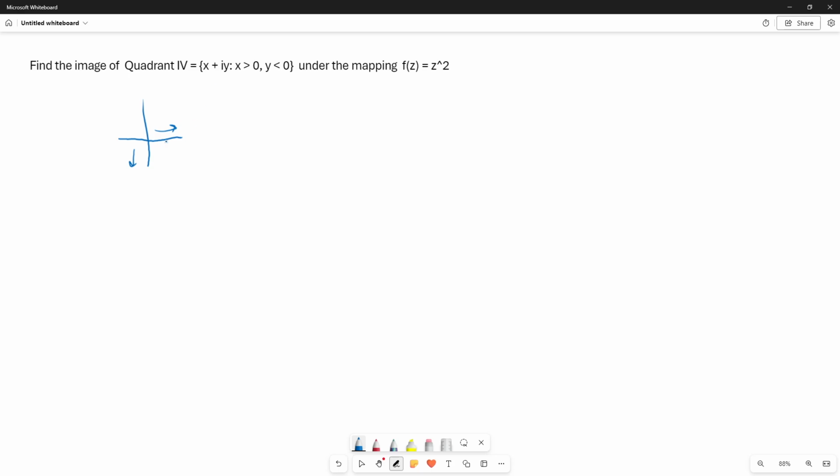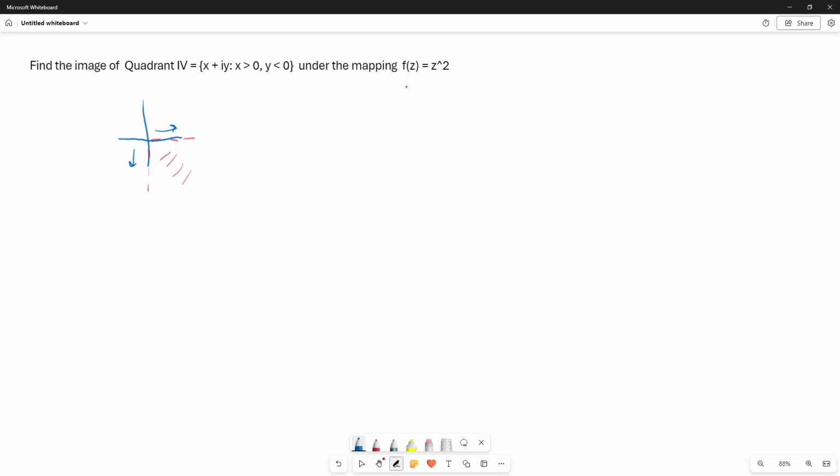So in this set, we are not considering the positive real axis or the negative imaginary axis to be part of the fourth quadrant. So let me put dashed lines here to indicate that those lines are not part of the set.